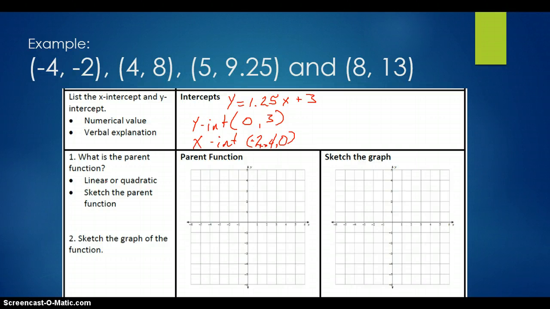Looking here, the next thing I want to do is to find out which one is the parent function. Is it linear or quadratic? And then I want to sketch not only the parent function, but I also want to sketch the actual graph. We know it's linear, so let's go ahead and graph the linear parent function.